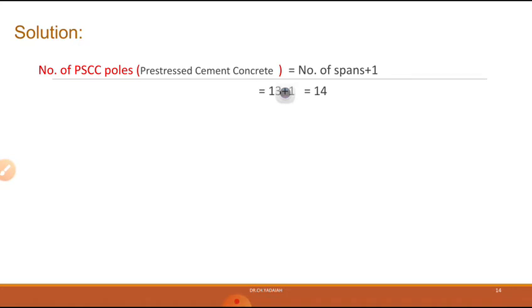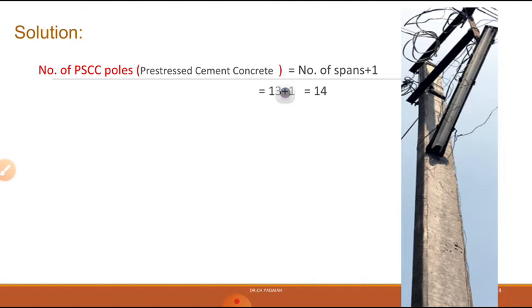So what do you mean by PSCC pole? Pre-stressed cement concrete poles, or RCC, reinforced cement concrete poles, are also generally used. The number of cement poles is equal to the number of spans plus 1. We already have 13 spans, and plus 1 we get 14. That means we require 14 PSCC cement poles.